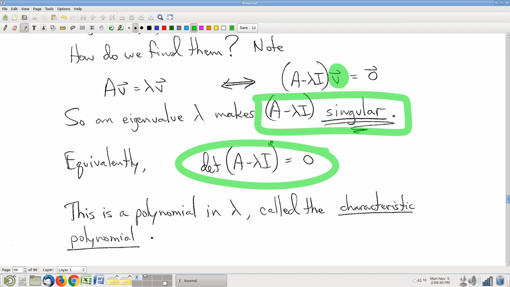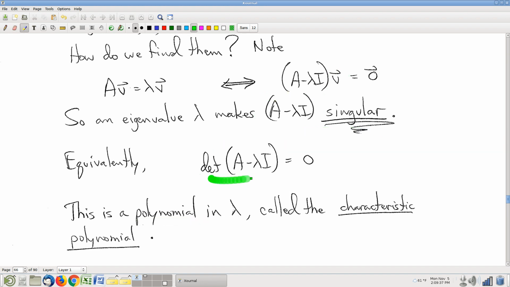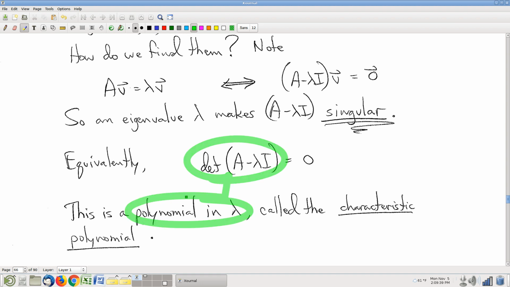Okay. All right. And the reason we care about this is because that's a polynomial. This right here. You just multiply that out. We'll see an example in just a moment. But if you write down a matrix A and write down A minus lambda I, take the determinant, you're going to have a bunch of lambdas in there that get multiplied in various ways. You're going to have a polynomial in lambda. And so what we are doing here is we are looking for roots of a polynomial. And again, that's something we know how to do.